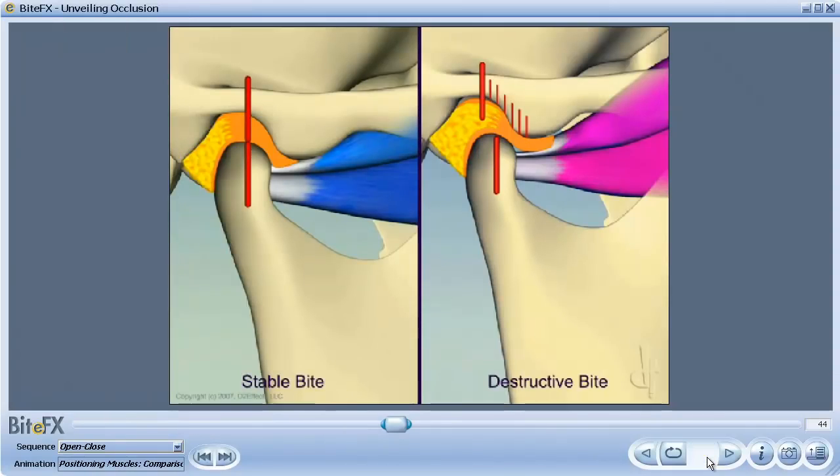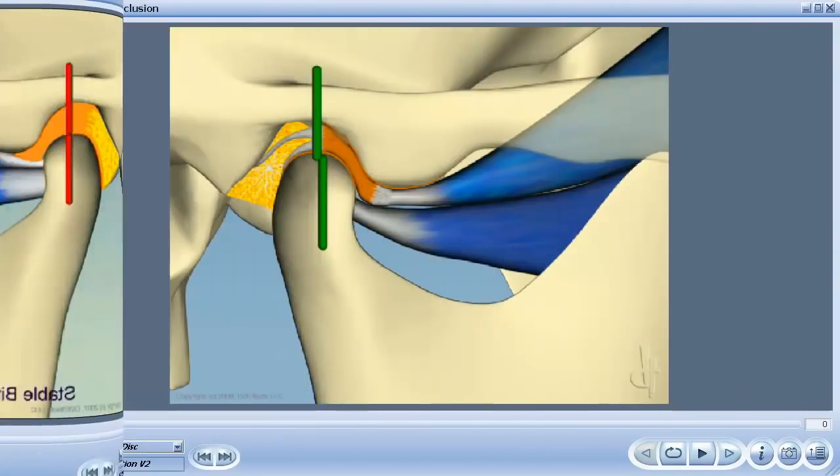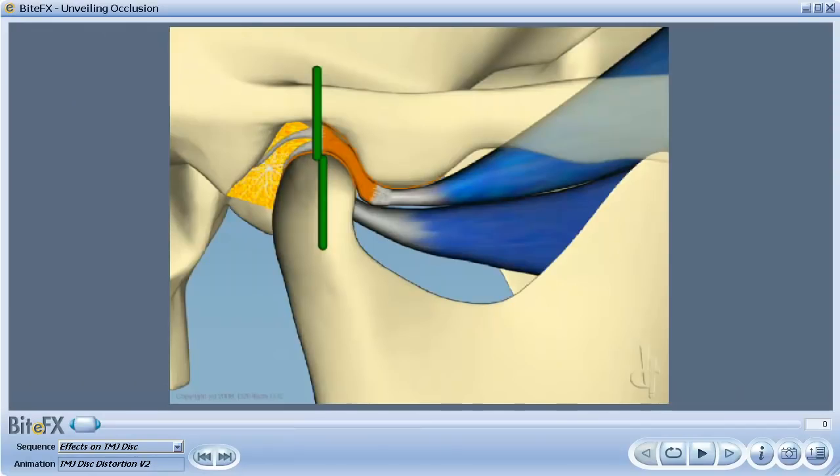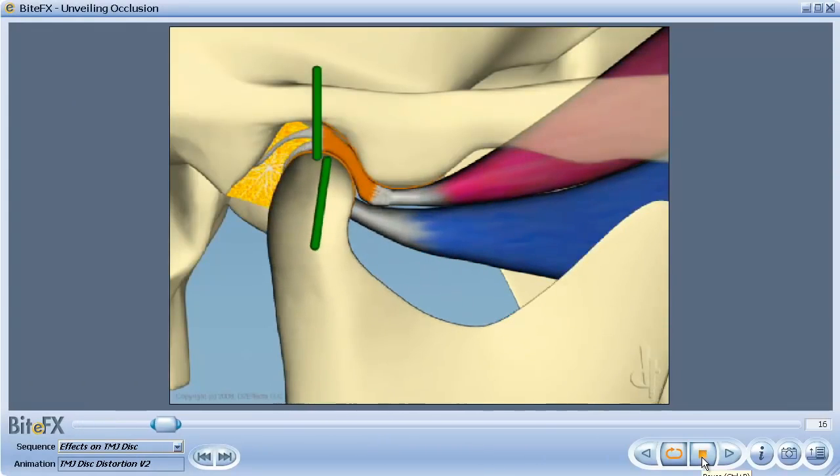When your jaw is closed, the lateral muscles should be at rest, as shown on the left. However, occlusal problems can cause these muscles to be in tension and hyperactive, as shown on the right. They pull on the TMJ disc and jaw for much longer times than they should. So let's see how long periods of this hyperactivity can affect the jaw joint over time. We start with the normal open and close motion.